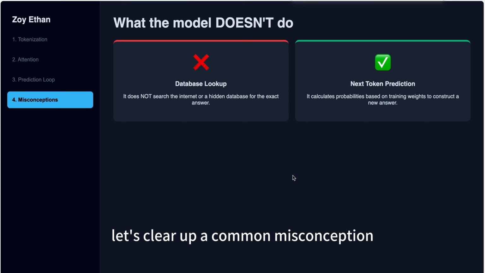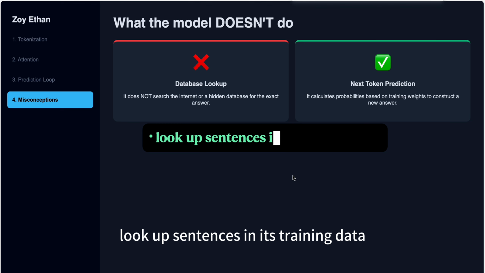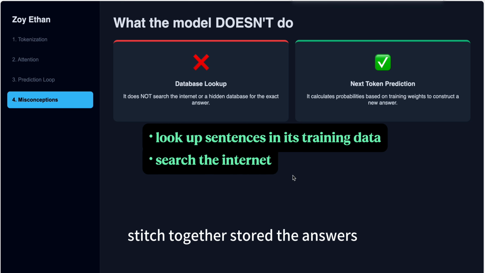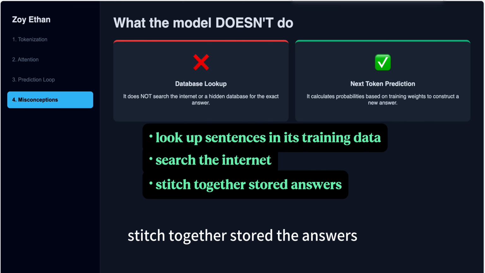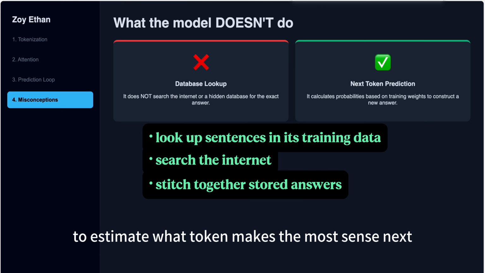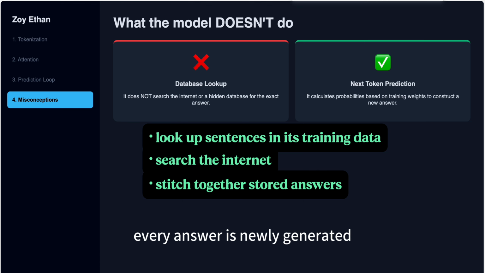What the model doesn't do. Let's clear up a common misconception. A language model doesn't look up sentences in its training data, search the internet, or stitch together stored answers. Instead, it uses learned probabilities from billions of training examples to estimate what token makes the most sense next. Every answer is newly generated, not retrieved.